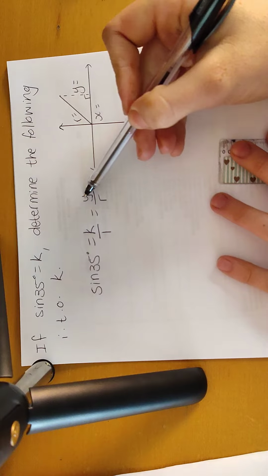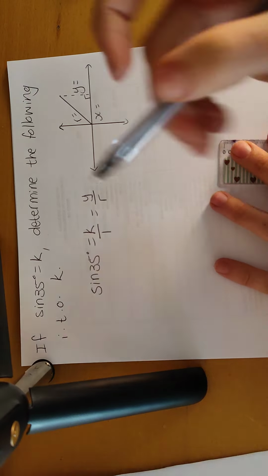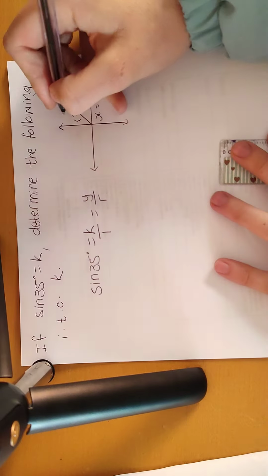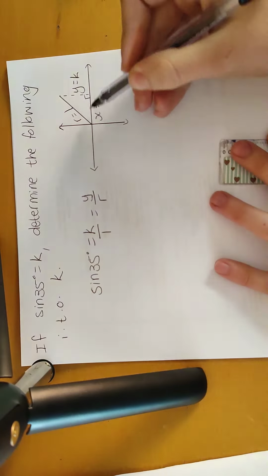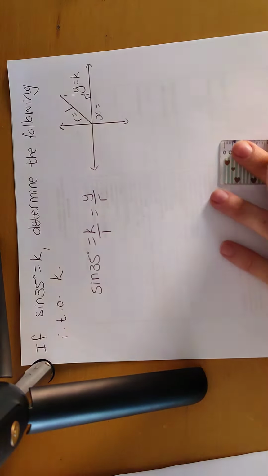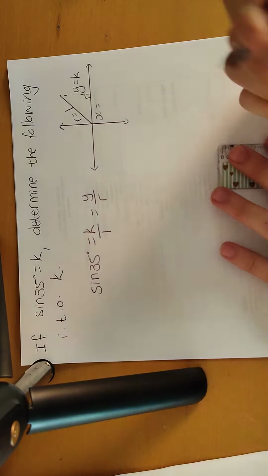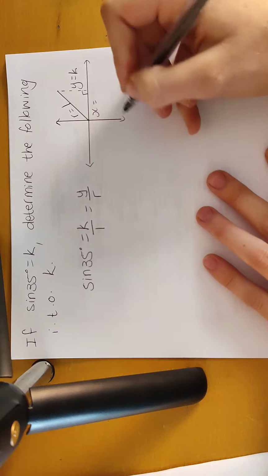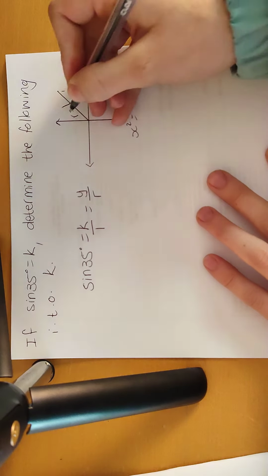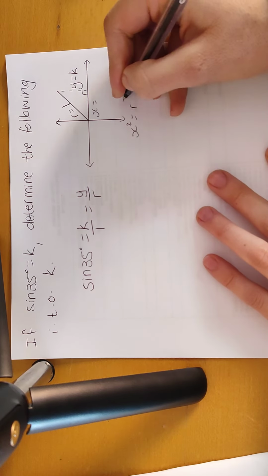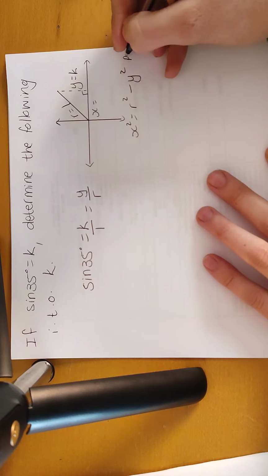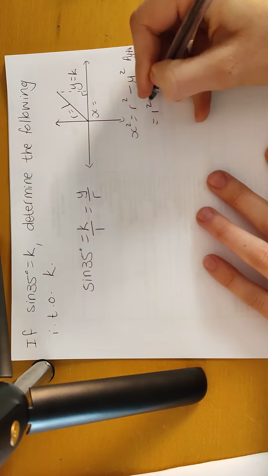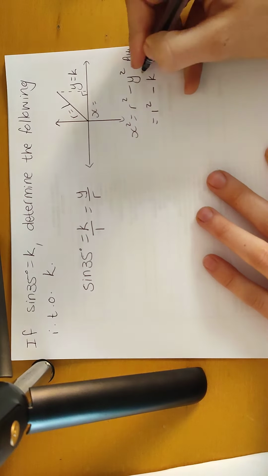Now guess what? You already have your y value and your r value. Your y value is k, your r value is 1. How are we going to find x? That's easy, Pythagoras. You guys are supposed to already be able to do this without doing the calculation, but x squared is equal to r squared minus y squared. And this is then 1 squared minus k squared.